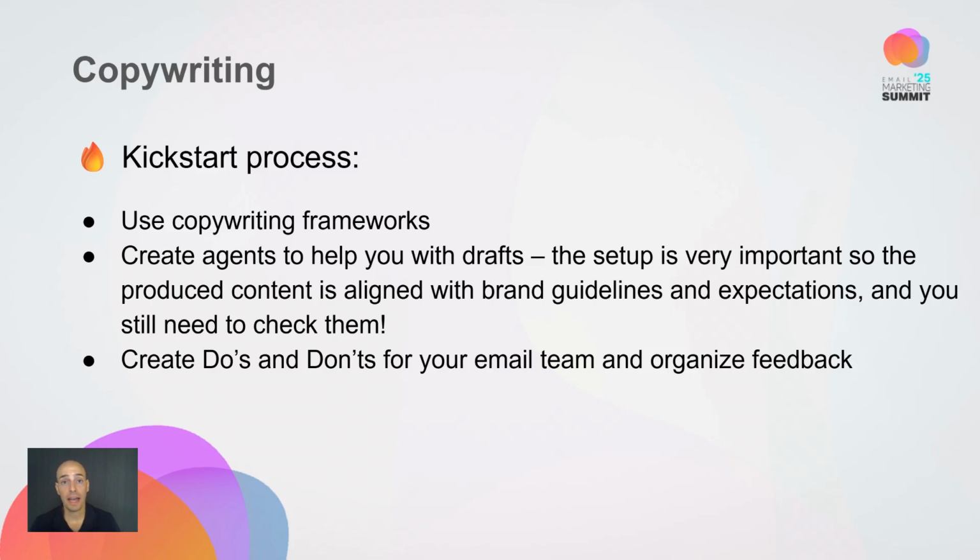Then with the advent of AI and all the technology, it just makes sense to have an agent at this point to help you with drafts, because it could provide very valuable ideation. Again, here the setup is very important, so the produced content is aligned with your brand guidelines and expectations, and you still need to check their output. There could always be some little issues here and there, or even some major ones. So always make sure you're double checking the final product. And then finally, you can create a do's and don'ts for your email team, so they know what is an absolute must to cover in the copy and what's something you want to stay away from.